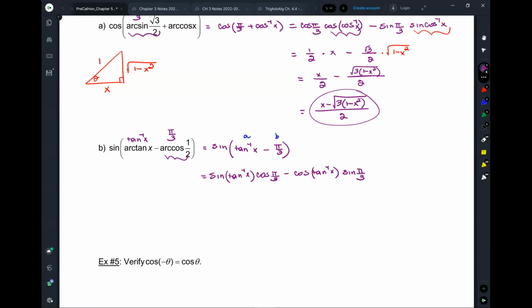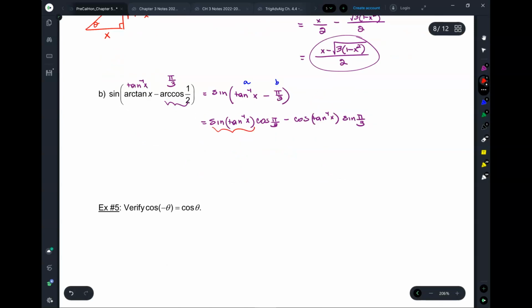Let's see. This is sine of A minus B. In here I'm going to have sine, cosine, cosine, sine. Inside of them I've got A, B, A, B, A, B. Okay? All right. Now I'm going to go term by term.